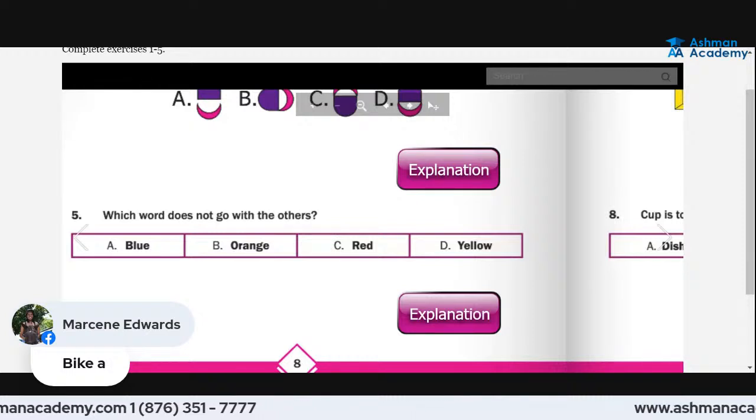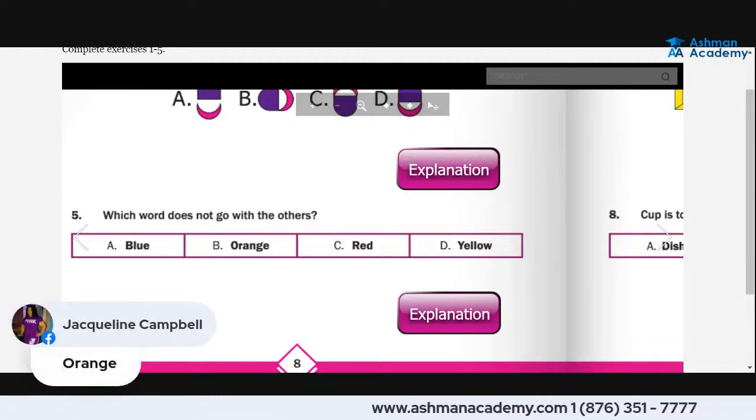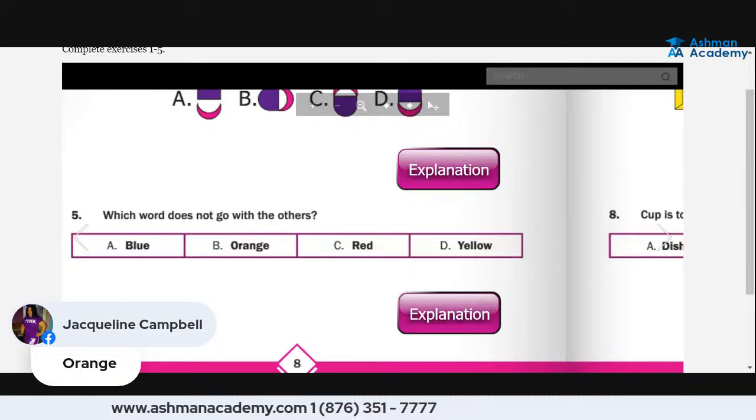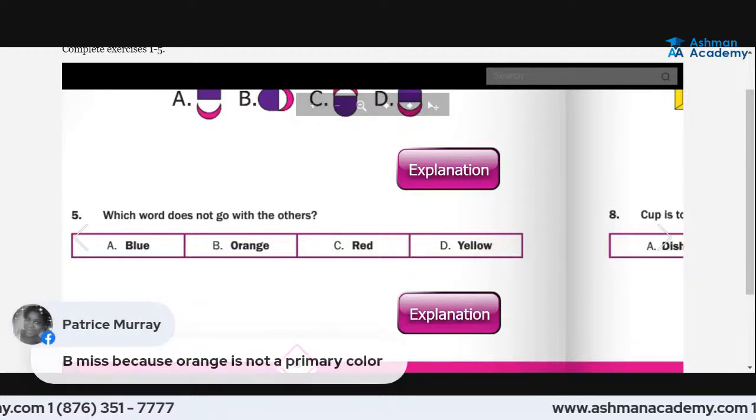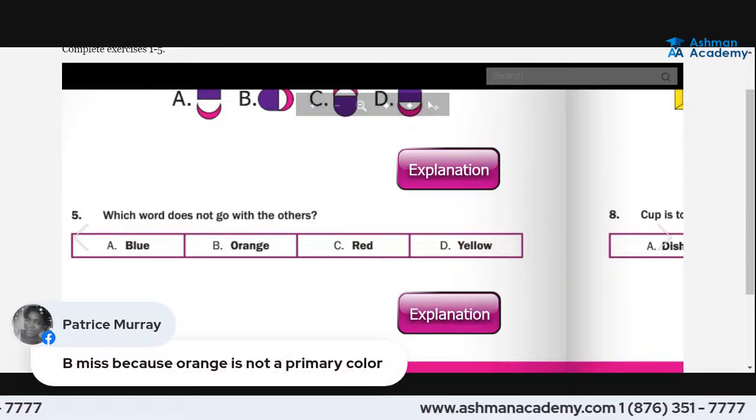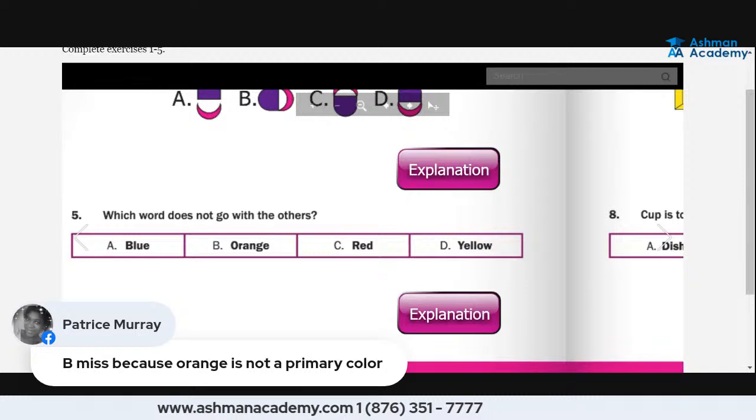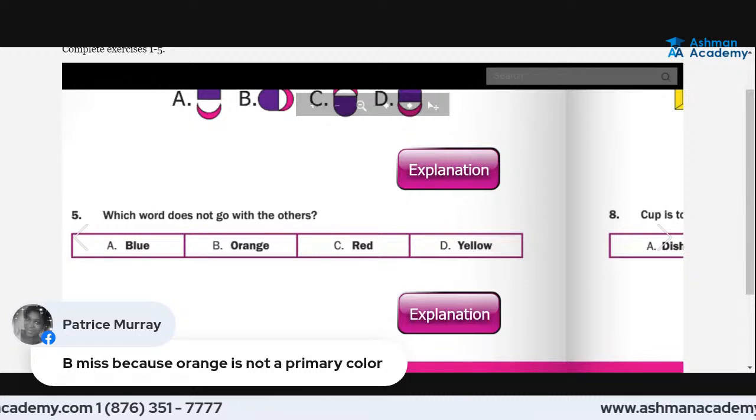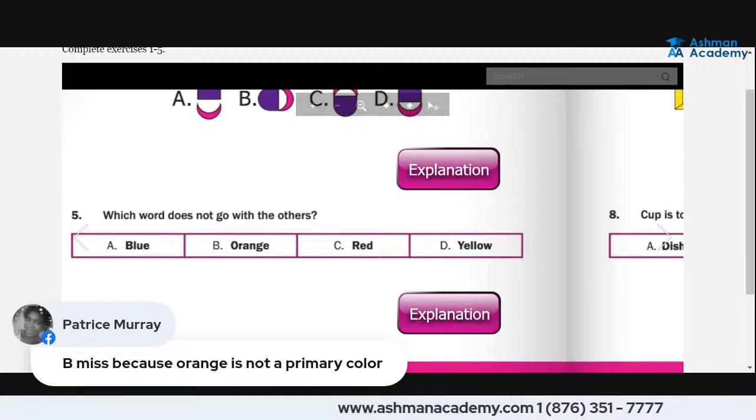All right, guys, do not just give me the answer. I want an explanation. So Jacqueline Campbell is saying orange. Why, Jackie? Why is it orange? Patrice Murray is saying B, miss, because orange is not a primary color. That looks correct, because blue, red, yellow, those are your primary colors. So it is indeed orange because that's a secondary color.